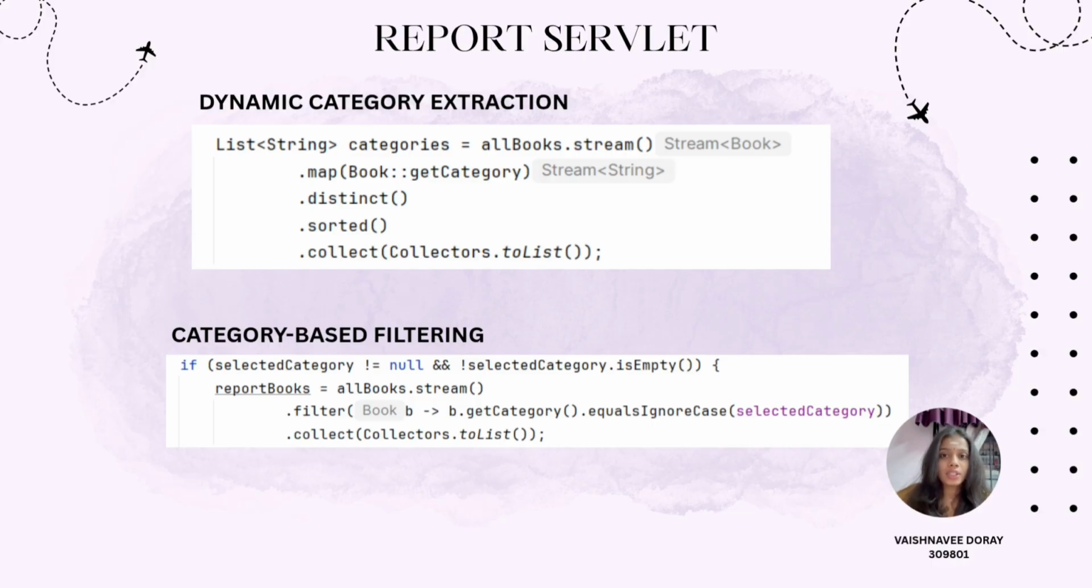Once a category is chosen, the category-based filtering logic kicks in. It uses a stream filter to create a sublist called report books. This ensures the report only displays books belonging to the user's selected category.